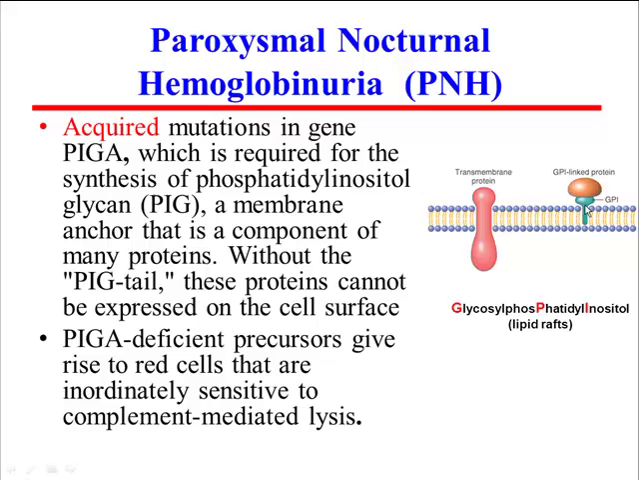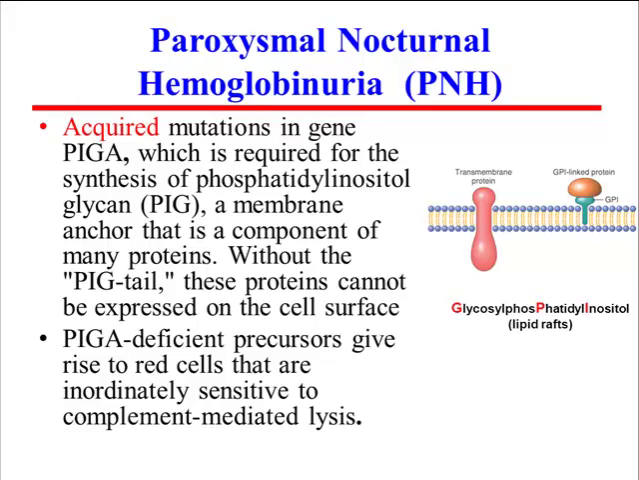Okay, paroxysmal nocturnal hemoglobinuria, or PNH. This is an acquired mutation in the gene PIGA. This gene is required to synthesize GPI, same thing. This protein is important because it anchors the protein on the cell surface. So without GPI, some of the proteins cannot be expressed on the cell surface. So most of the affected proteins are proteins that limit the activation of complement.